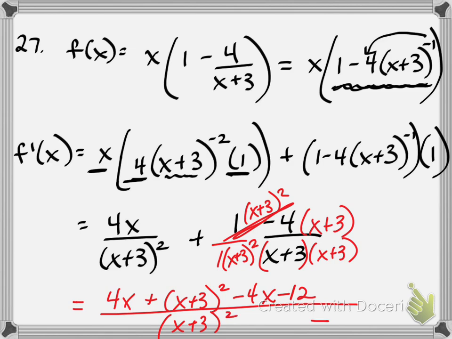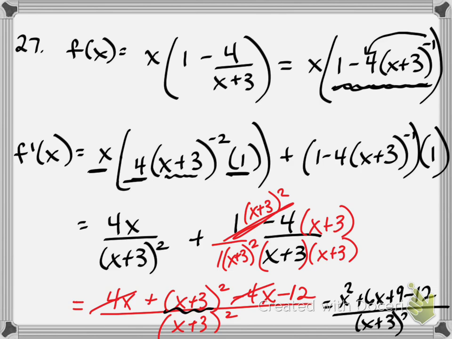So we had to get a common denominator with 3 things, so we couldn't do butterfly. So positive 4x and negative 4x. I'm going to expand that. x squared plus 6x plus 9 minus 12 over. So the last thing I would do is combine this and get minus 3 there. So it would be x squared plus 6x minus 3 over x plus 3 squared.